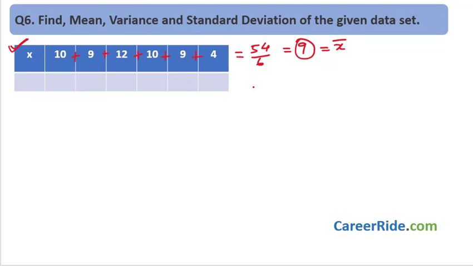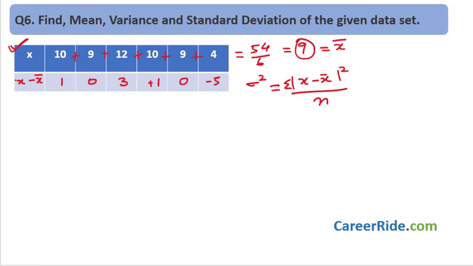Okay. Now I know that sigma square, that is variance, is equal to sigma of mod x minus x bar square divided by n, that is total number of observations. So what do I have to do? I have to first of all find out x minus x bar. See, I am doing step by step just to show you. Otherwise, I'll show you how to quickly jump to the next step. So x minus x bar, with x bar equal to 9: 10 minus 9 is 1, 9 minus 9 is 0, 12 minus 9 is 3, 10 minus 9 is 1, 9 minus 9 is 0, 4 minus 9 is minus 5.